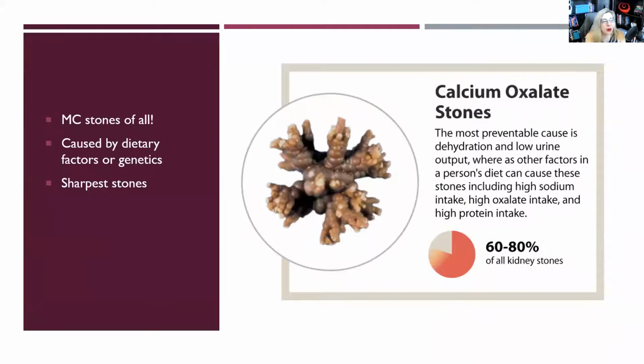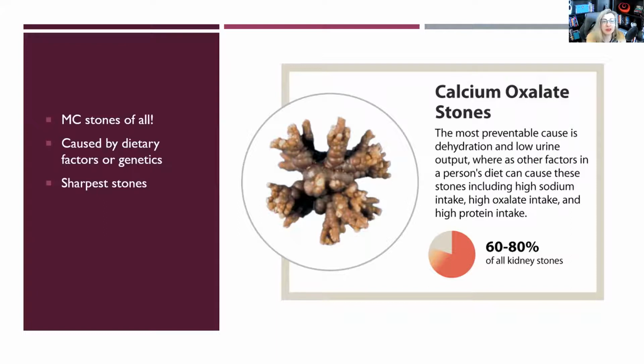Next is the calcium oxalate stones. These are the most common of all stone kinds. They're also the most preventable because the most common cause is usually dehydration. We're going to talk a lot about that a little bit later. But I also want you to notice and compare this kind of stone to all of the previous stones that we've already talked about. Look at how pokey this is. Look at how sharp and angular. I wouldn't want that to go through my ureter.